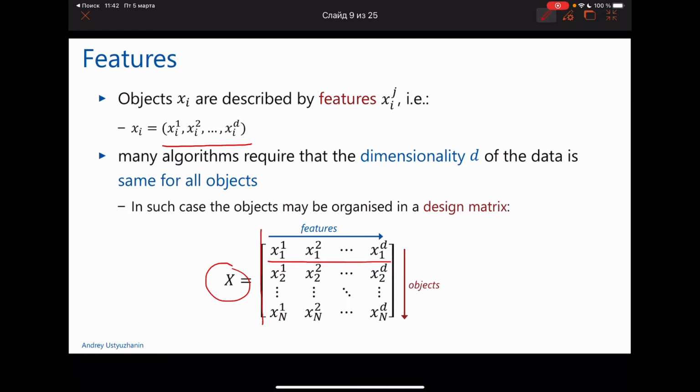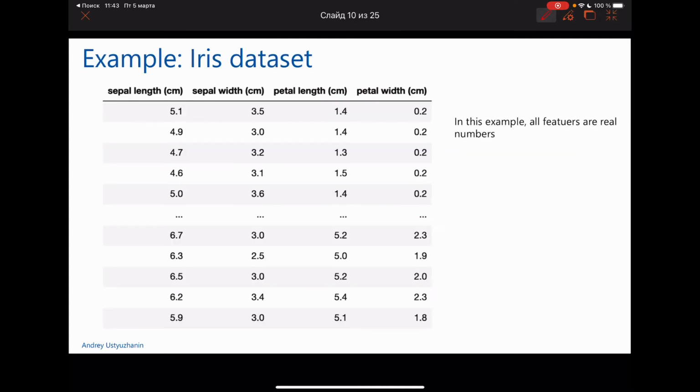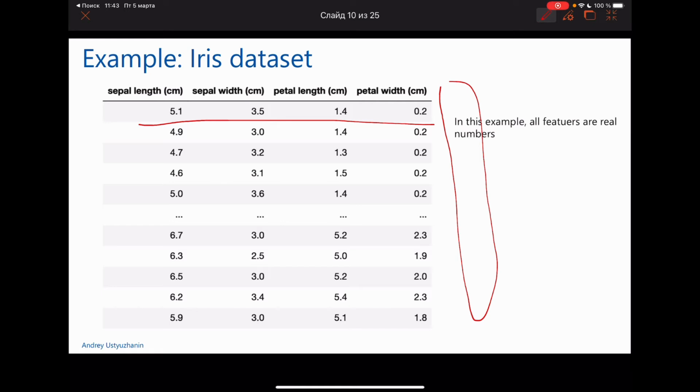And using such matrices, you can naturally apply many different algorithms to approximate the targets that you have at hand. Here is the example of the iris dataset. We have just 4 features, which are sepal length, sepal width, petal length, and petal width. And for every set of features, we have a label, which is the class of the iris flower.